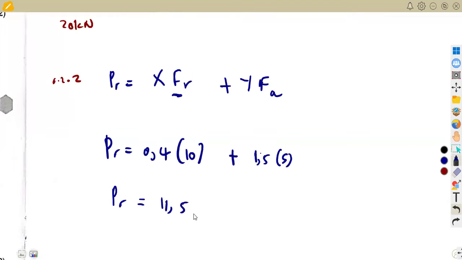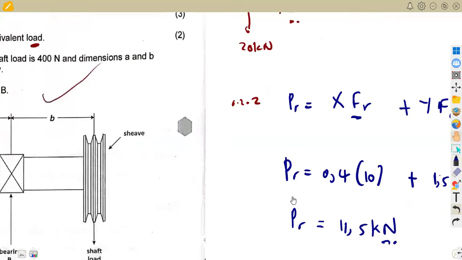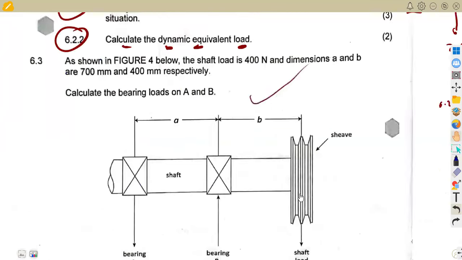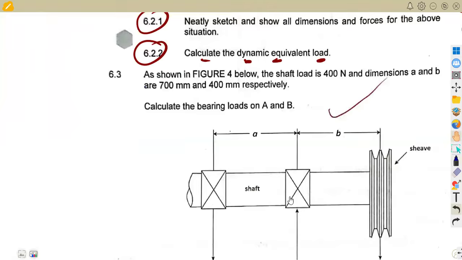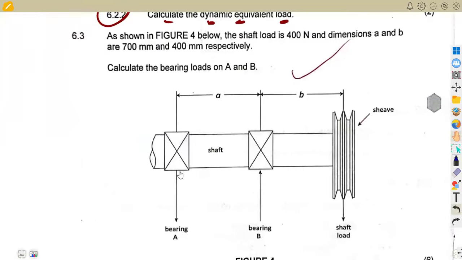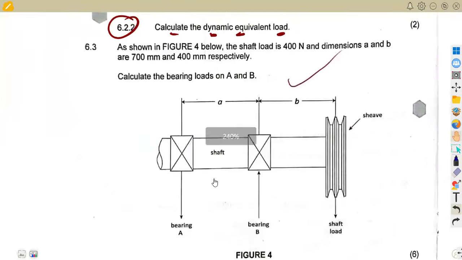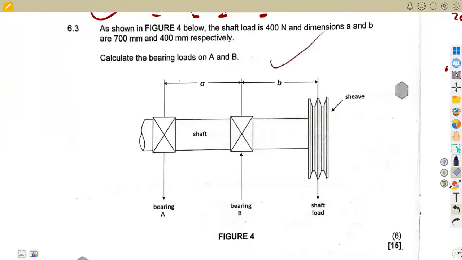11.5 kilonewton. All right, as for this one, I think I'm just going to talk about this as a topic on its own, as a separate topic, so that you'll be able to understand all these formulas, where they are coming from. For the sake of finishing this paper, guys, we shall talk about that. I think that can help us. Then also I talked about this type of question on bearings, where you are given that the shaft load is 400 Newton, the dimensions A and B.